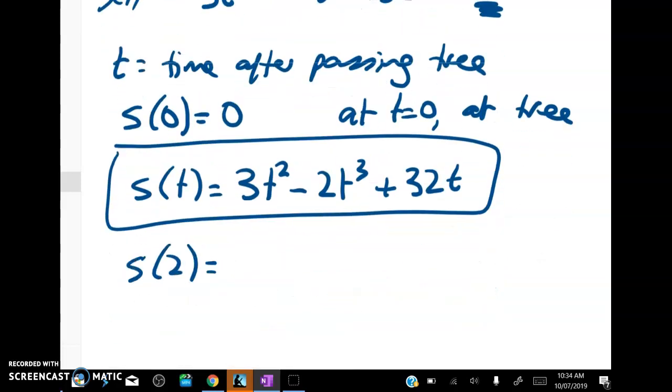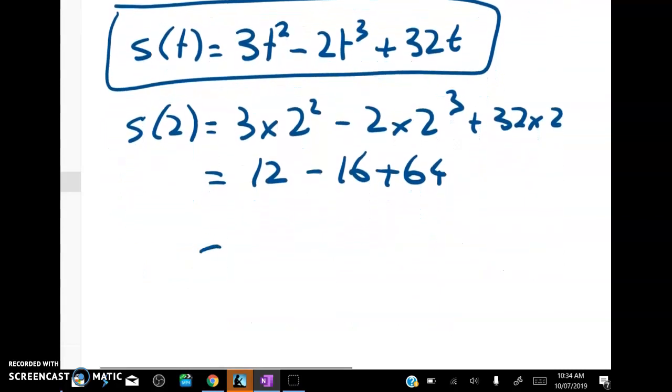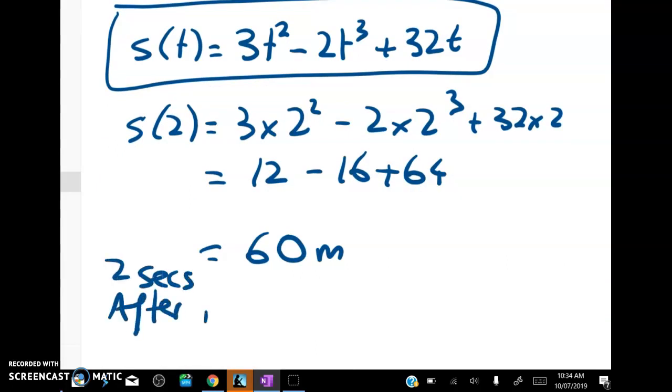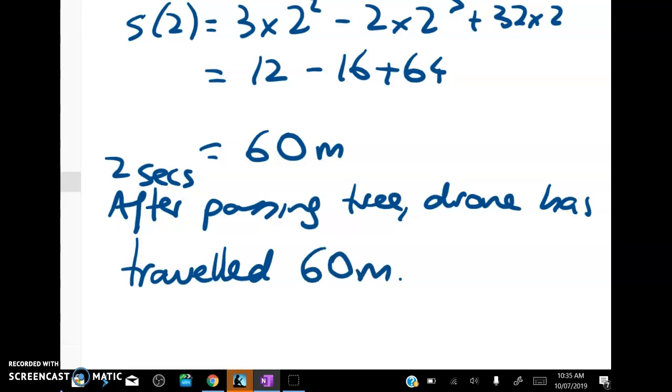So we get s of 2 is equal to 3 times 2 squared minus 2 times 2 cubed plus 32 times 2. That works out to be 12 minus 16 plus 64. And when you add all of that up, you get 60 meters. So 2 seconds after passing the tree, the drone has travelled 60 meters.